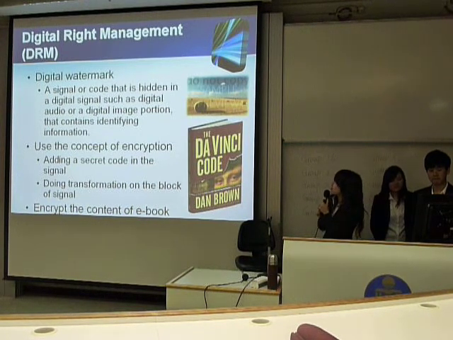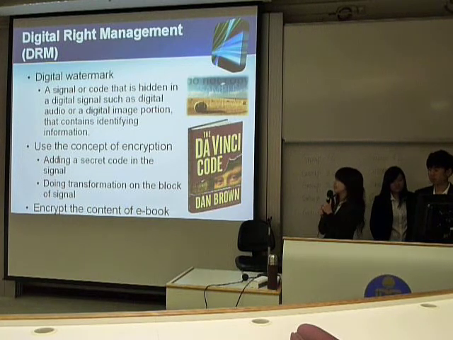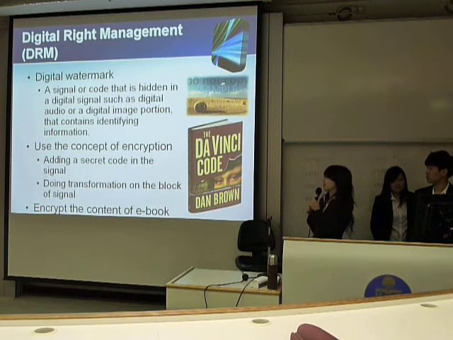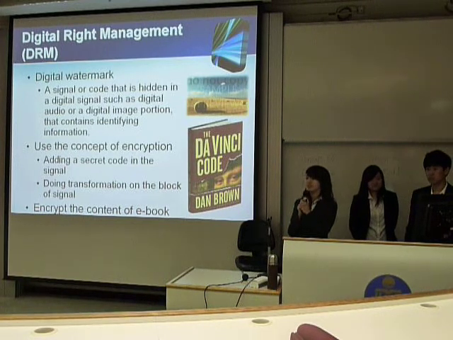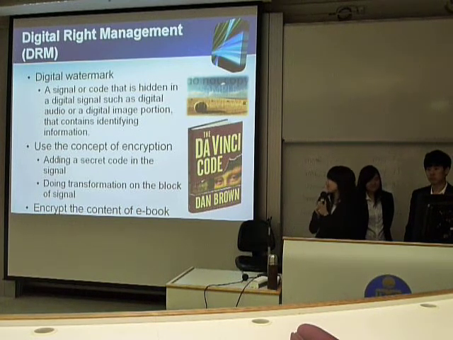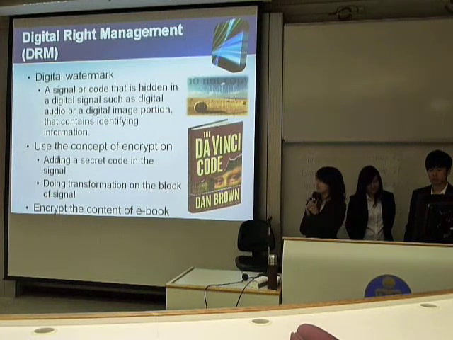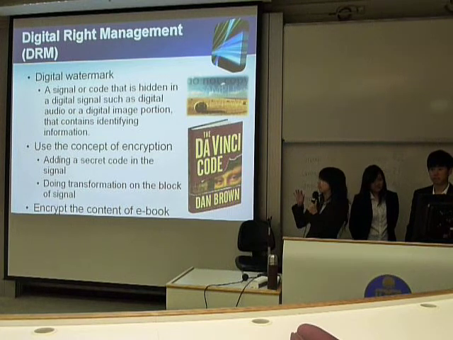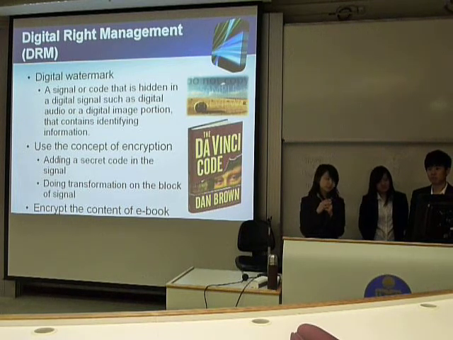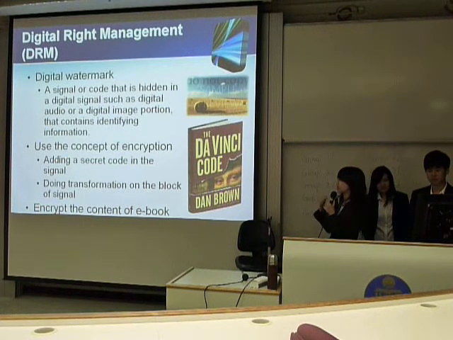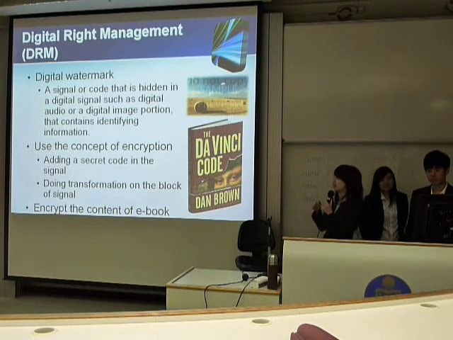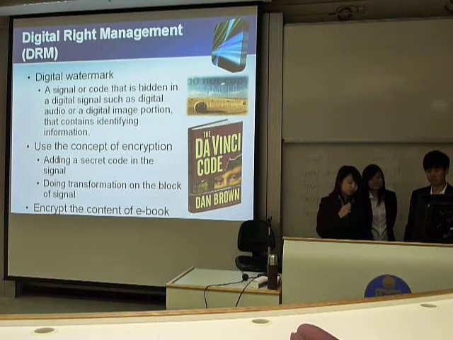Actually, DRM is a very complicated technology, but to simplify it, it uses the concept of encryption that Professor Poon has taught in his class. It simply adds a secret code to the signal and then does some transformation on the block of signal so that the whole message can be encrypted. And a certain receiver will have the key to decrypt this message, and then they can see what the real message is.